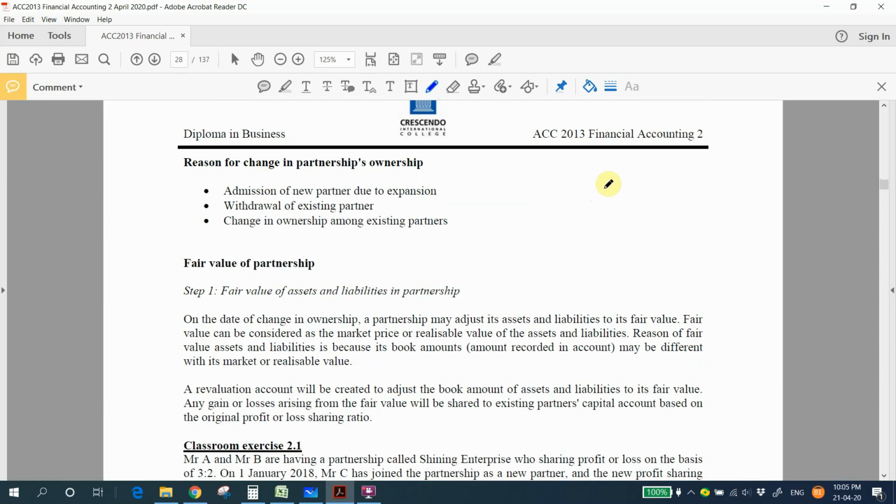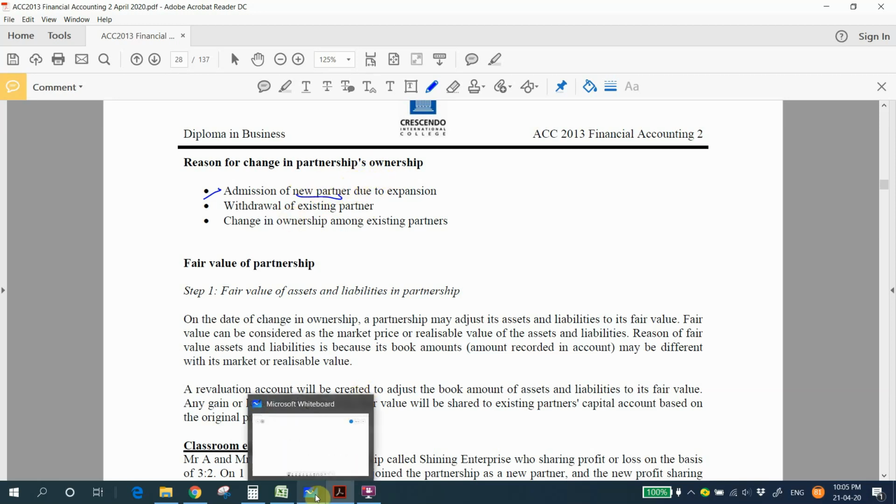The reason for changes in the partnership ownership. The first one, admission of a new partner due to expansion. Sometimes when your partnership wants to expand, you may get a new investor to join the company. The new investor will become the new partner, so the ownership percentage will change after the new owner joins.